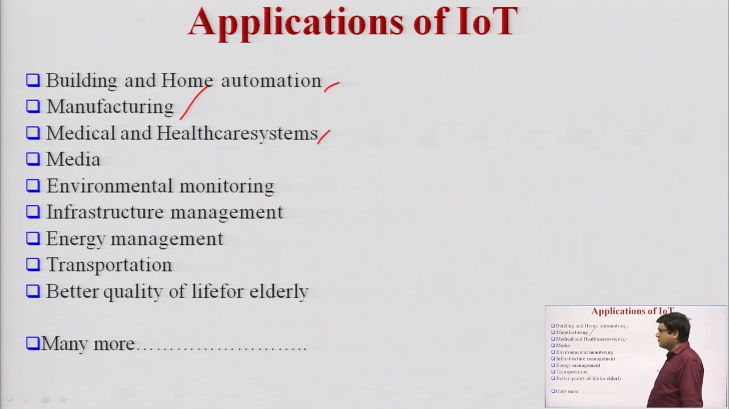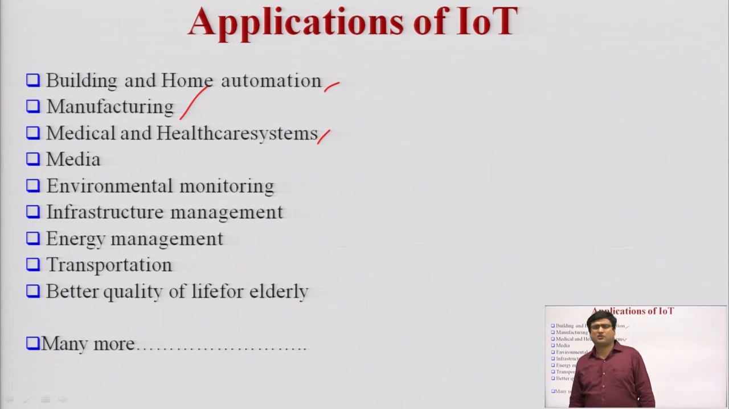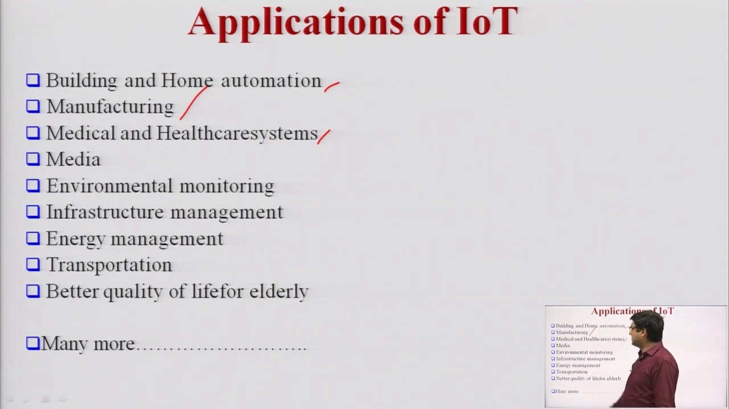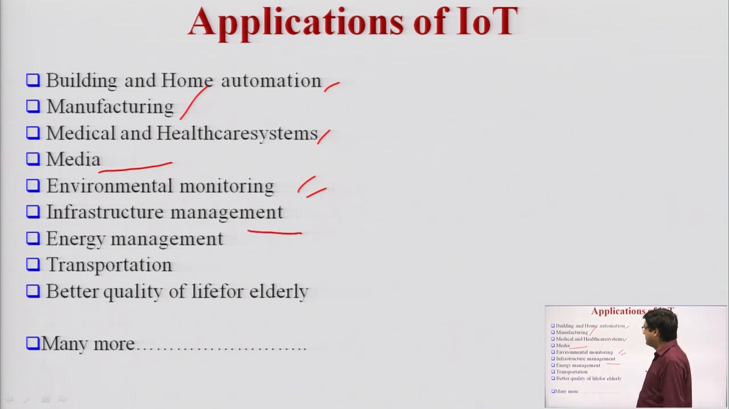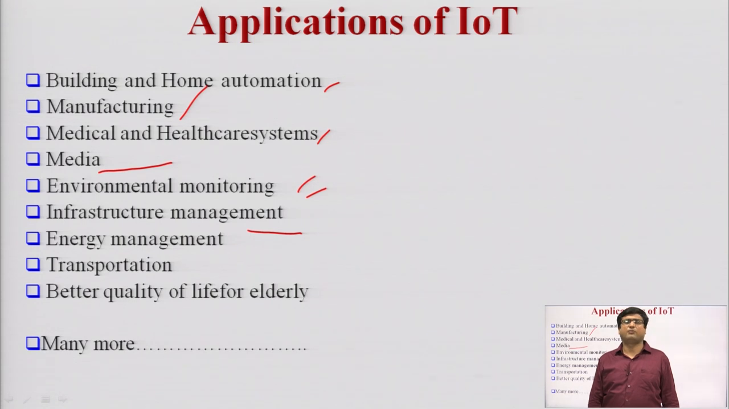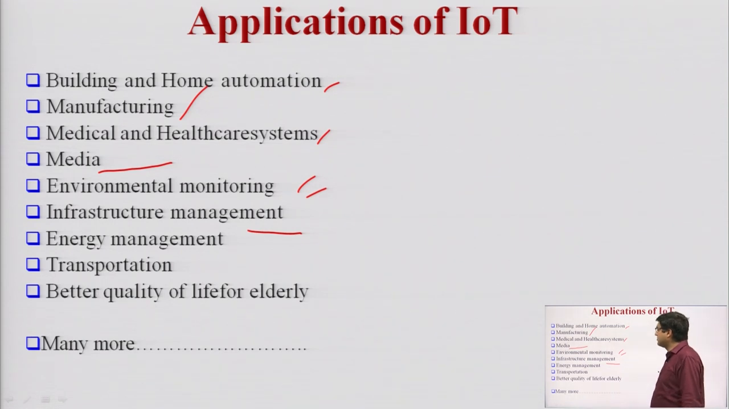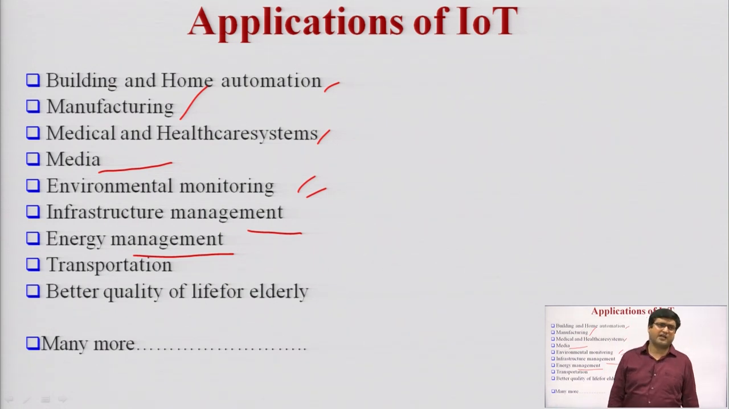In the medical and healthcare system, you can use IoT based devices. In smart media, you can use IoT based systems. In environmental monitoring, you can use IoT based systems. In infrastructure management, smart buildings, smart cities, all are employing smart infrastructure. In energy management, you can use IoT based systems to manage the energy, how much energy you are supplying, how much power supply there has to be. In various organizations, they are using IoT based systems.